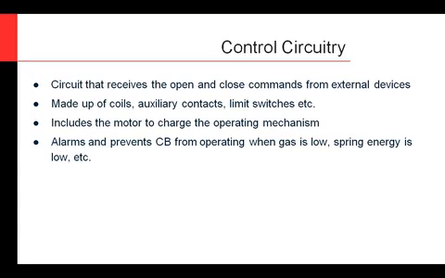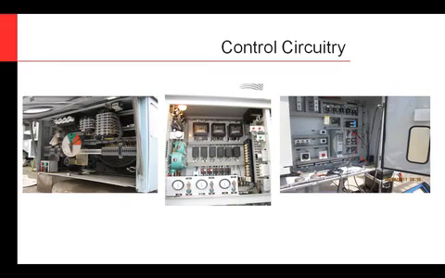So the control circuitry is really just a circuit that receives the open and close commands from, as I said, the external devices, from protection and control or wherever. You'll have coils, auxiliary contacts, alarms, limit switches, different things like that. It'll include the motor to charge the operating mechanism. And really, when you first get there, you want to look at your control circuitry, and you want to see, okay, let's look at the prints and see what we need to hook up to actually operate this circuit breaker to perform our time and travel analysis.